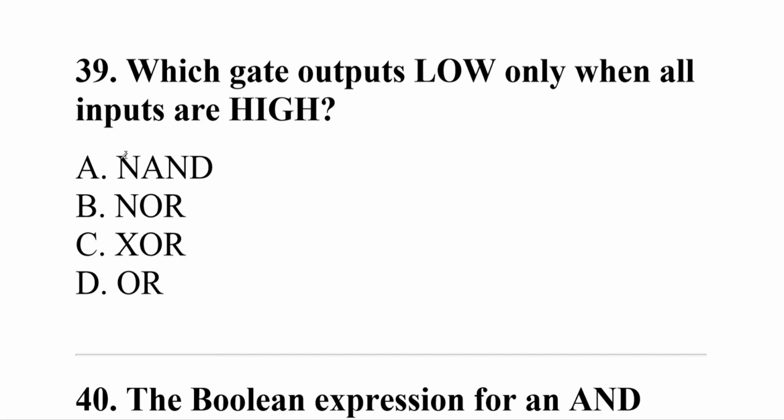Question number 39. Which gate outputs low only when all inputs are high? Option A NAND, B NOR, C XOR, D OR. And the correct answer is option number A, that is NAND gate. NAND gate is the inverse of AND gate.